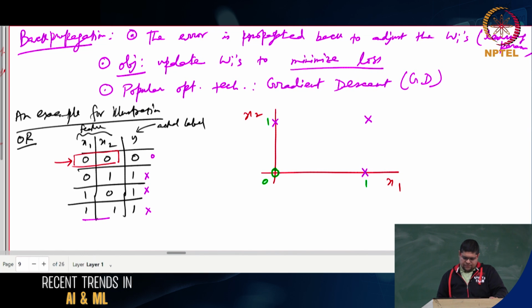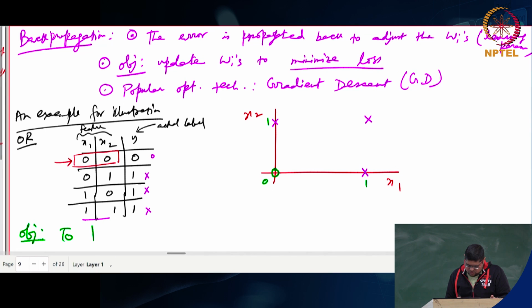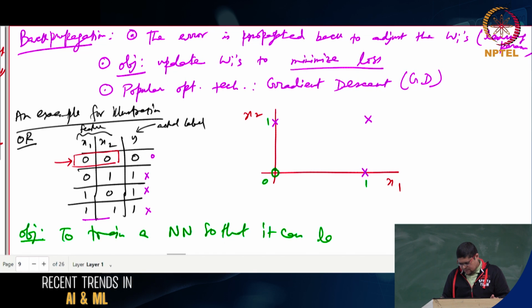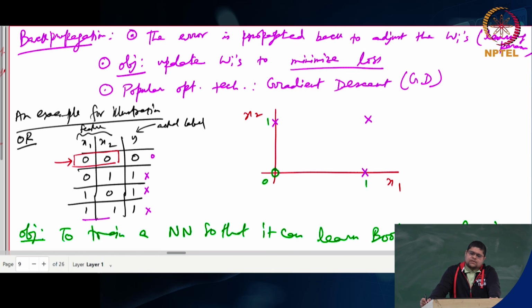So our objective here is to train a neural network so that it can learn the Boolean OR functionality. Clear? Clear about what your features are, what the label is, and we will predict y hat.